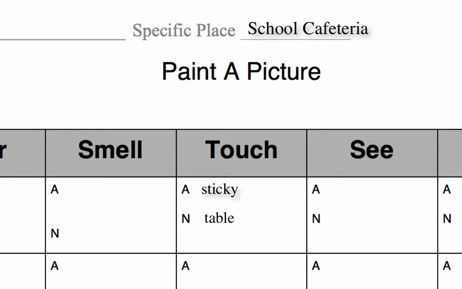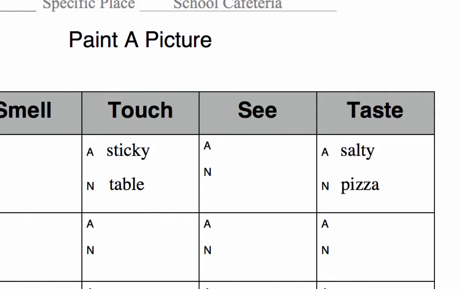I write table next to the N for noun, and I write the adjective that I'm going to use to describe it next to the A. Another noun that you could sense is pizza. You can taste it. Then I would write down an adjective that tells that it is salty.